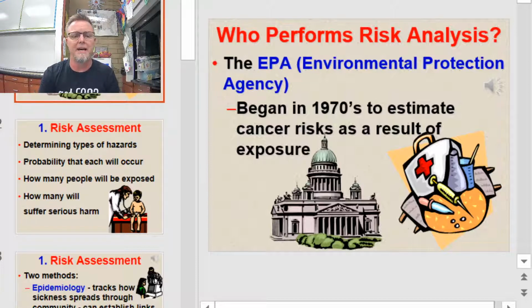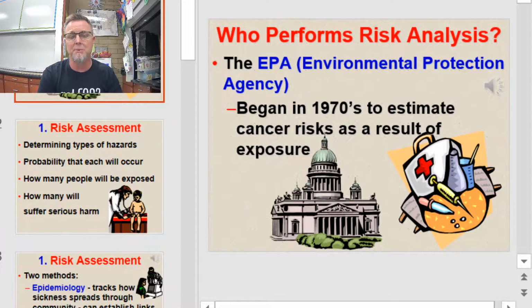First question I have for you is who performs risk analysis? Well, when we think about risk, I'm not just talking about the board game. I'm talking about dangerous things that can impact human beings. Who's the person who's responsible, or what agency is responsible for evaluating risk in anything we might come in contact with in the outside world?